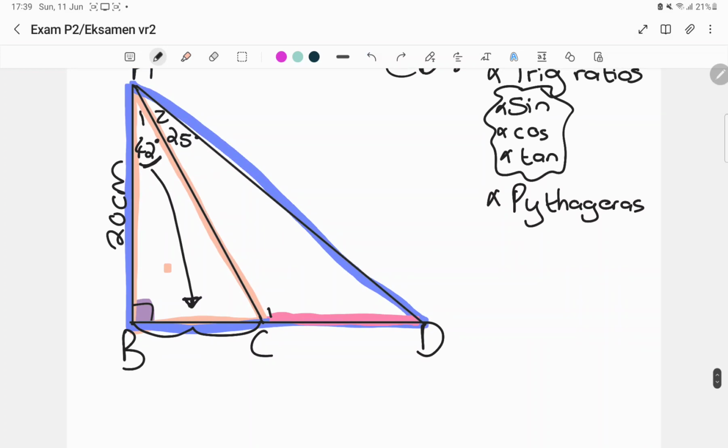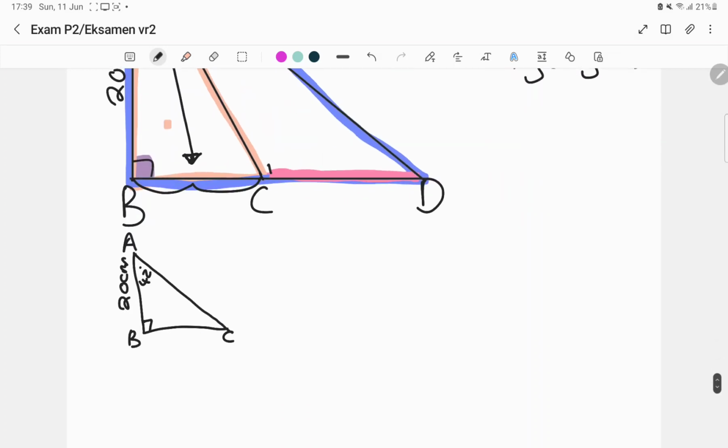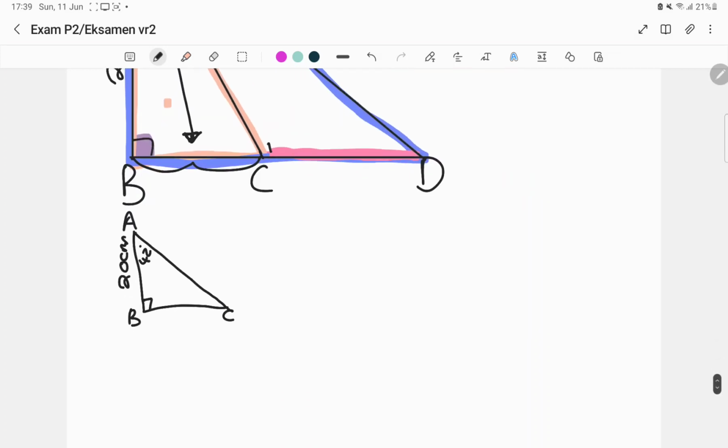Now, if we look only at triangle ABC, let's just redraw it for those struggling to see. So here's triangle ABC, 90-degree, 20 centimeters, and this angle here is 42 degrees. So let's make a checklist. What do I have? I have my angle. My angle is 42 degrees.